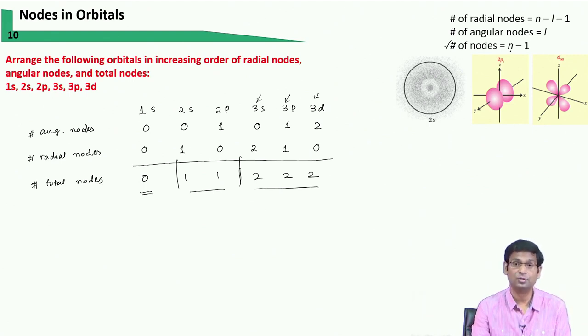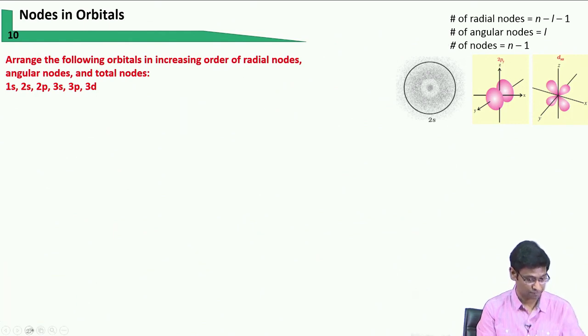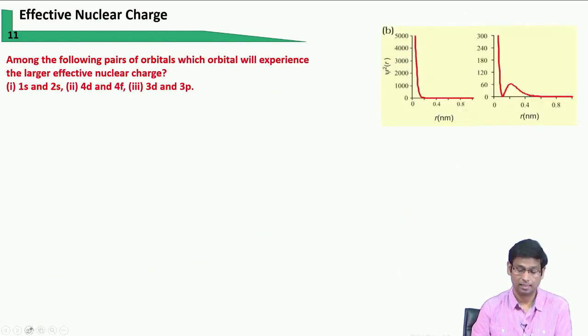So, total number of nodes depends only on n, angular nodes depend only on l, and radial nodes depend on both n and l. Let us look at the next question.